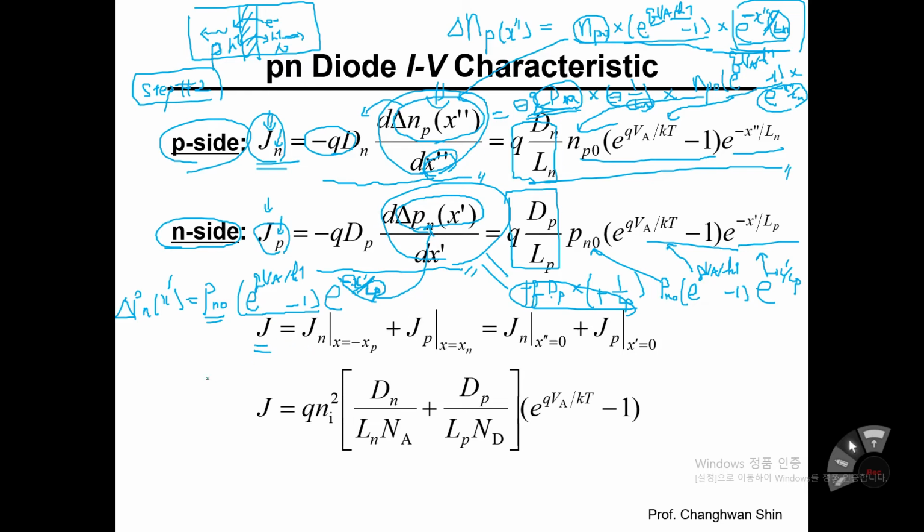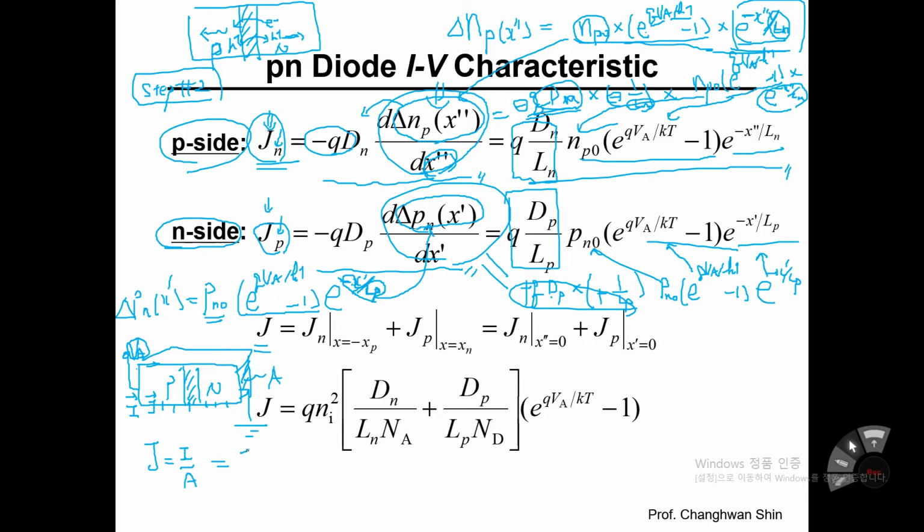What was it? Again, in the PN diode, for a given externally applied bias, a single value of current should be flowing across the PN diode. So the total current density should be defined as I divided by A. A means the cross-sectional area A. And this current should be the same wherever the x position is, right?